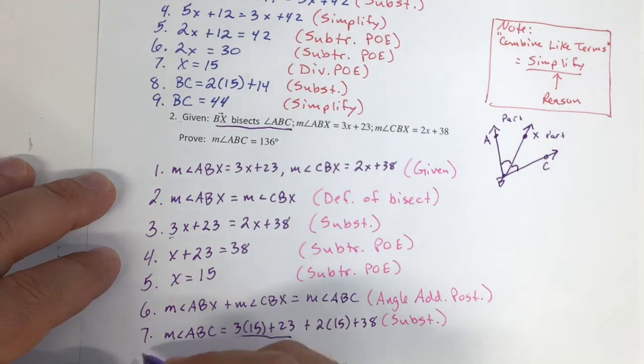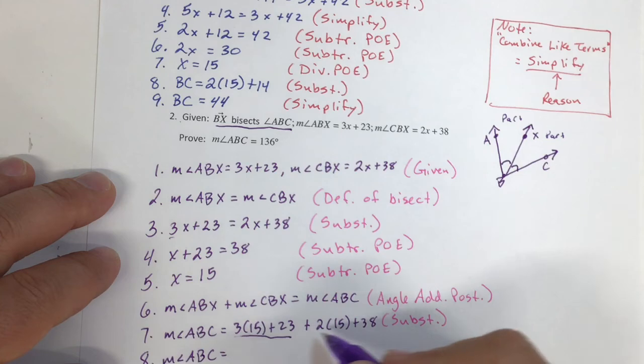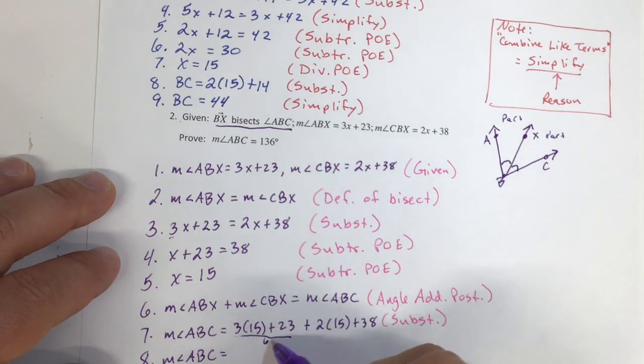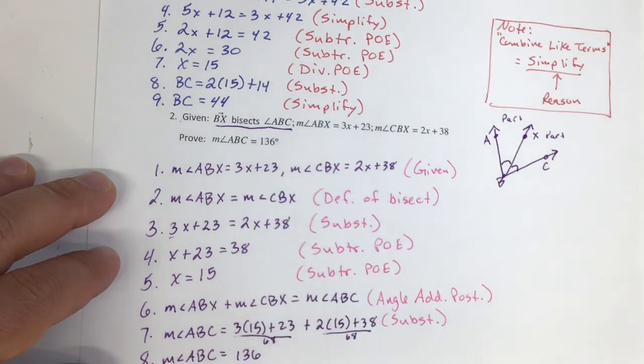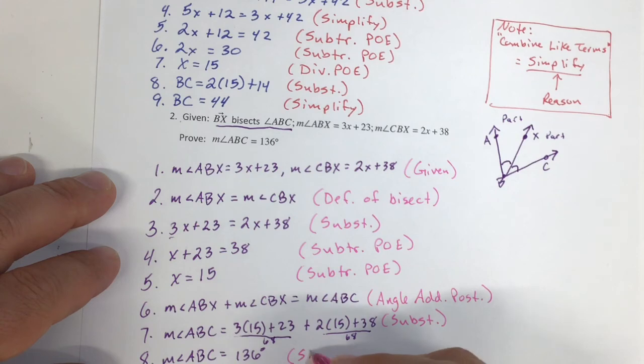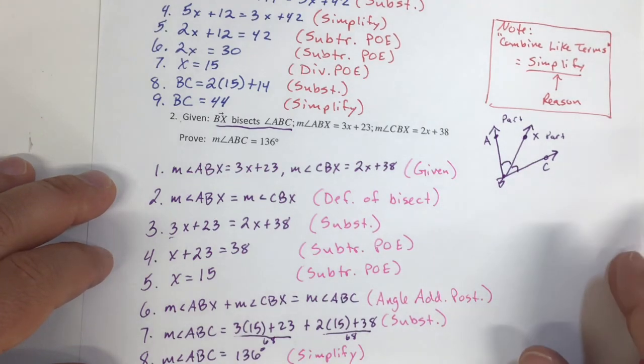And now all we have to do is simplify all this together. Okay, when I do this entirely, 3 times 15 plus 23 is 68. 2 times 15 plus 38 is also 68. 68 plus 68 is 136. You can use your calculator to show that, but that's the number we should get. And that is what we were trying to prove. Put my degree symbol so it matches. And all we did there was simplify. All that work in one step is just simplifying. And so that finishes that proof.